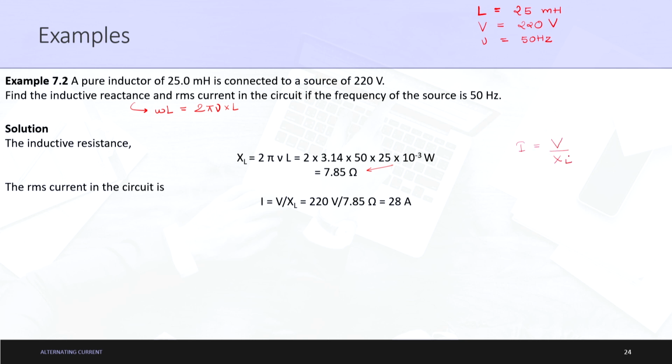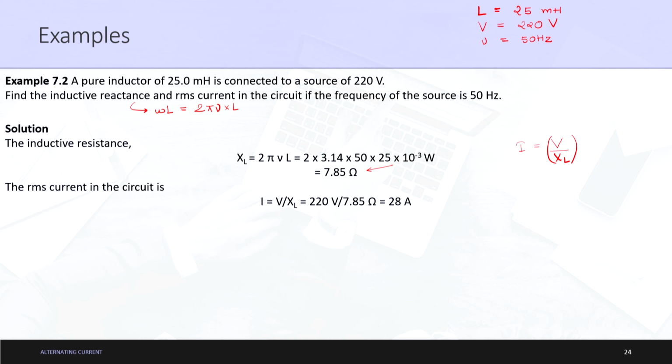Okay, no root 2, no divide by 2, nothing of that sort, just simple capital V by XL will give you the value of RMS current. Please remember this sequence, people get confused in these concepts. So, whenever the value of RMS current is asked, directly calculate the value of capital I, which is equal to capital V by XL.